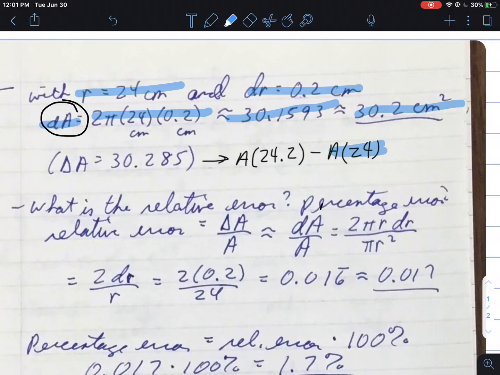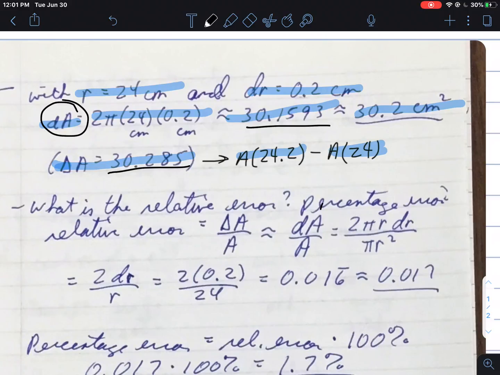You calculate the area taking into account the error of 0.2 centimeters. So if I calculated with a radius of 24.2, and you take the difference between those two, you're going to get an actual error in the area of 30.285. Which again, notice it's pretty close to that 30.1593, or approximately 30.2, that we got.